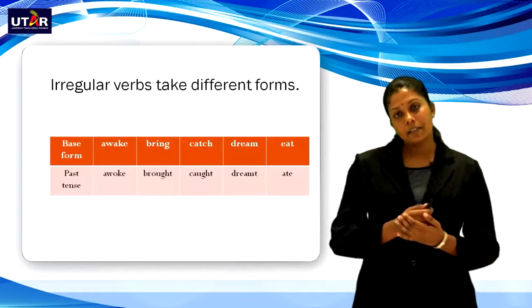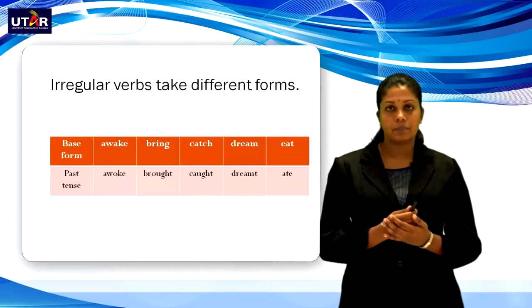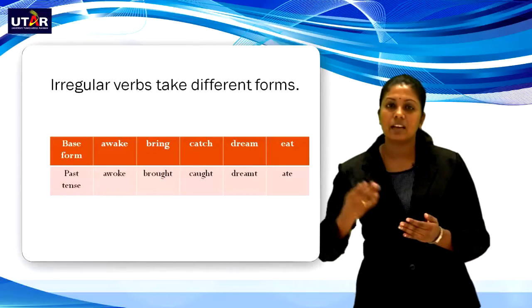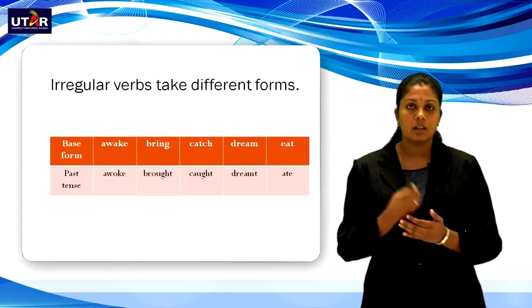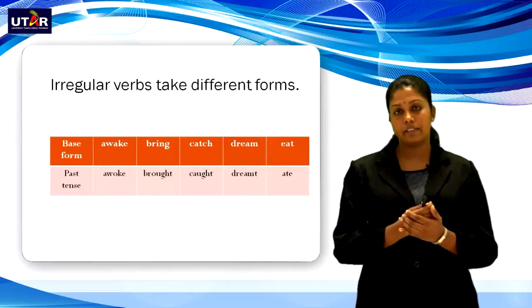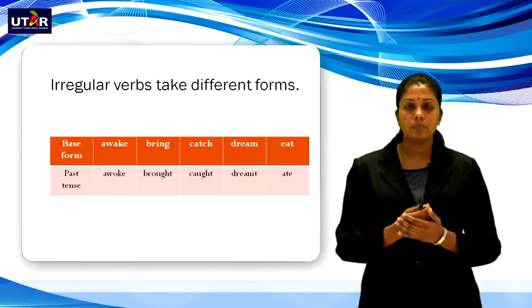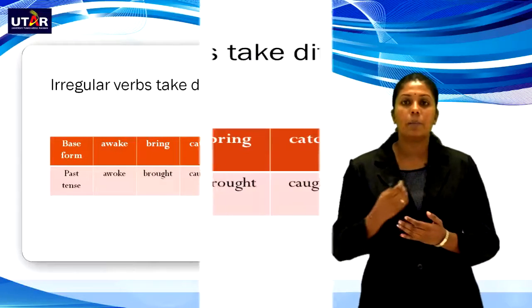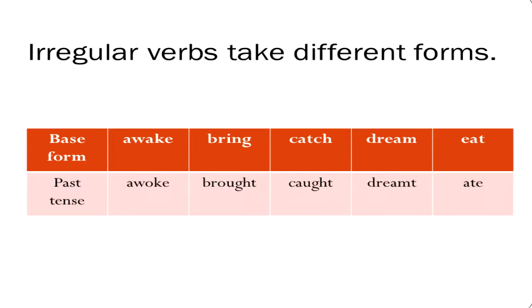Now, let's look at the irregular verbs. Irregular verbs take different forms. Let's look at the few examples that I've given here. Base form, we have awake, bring, catch, dream, eat. The past form would be awoke, brought, caught, dreamt, and ate.